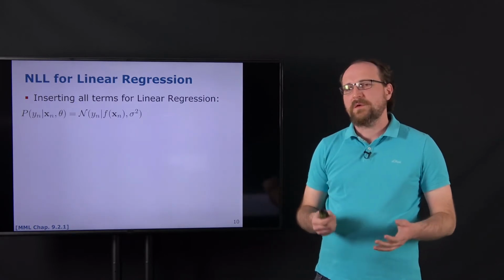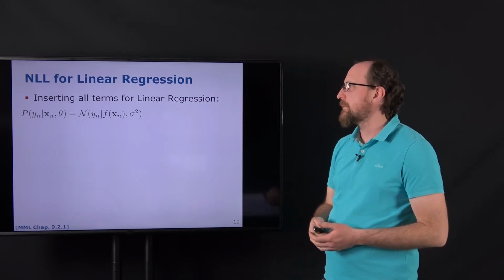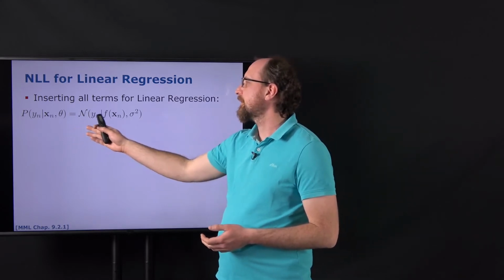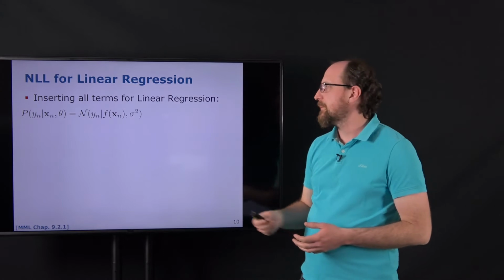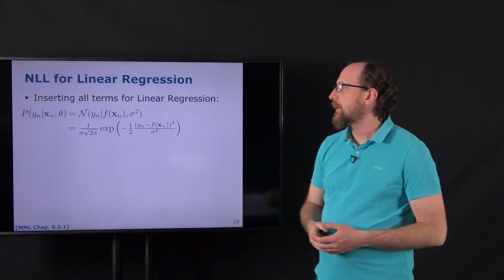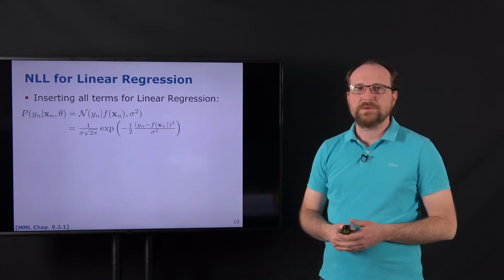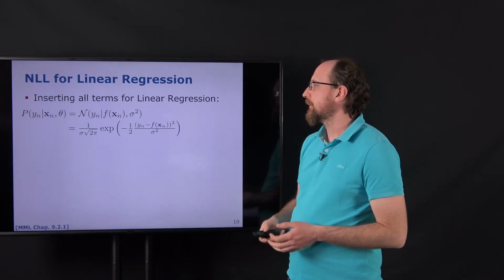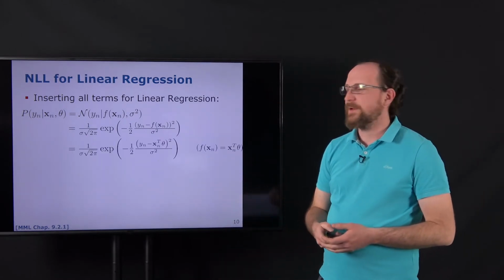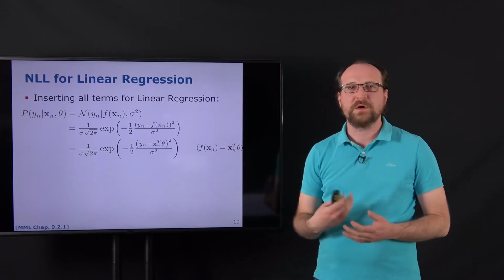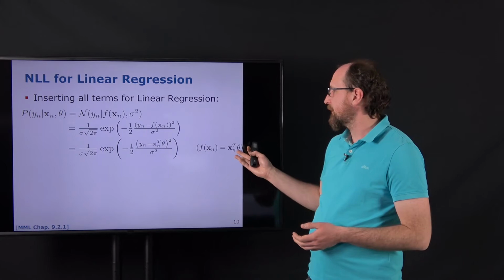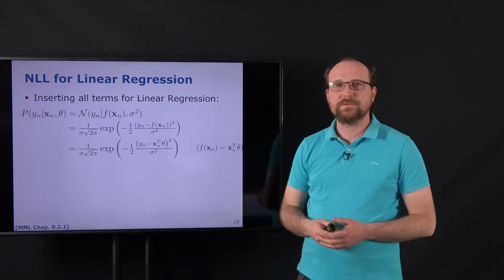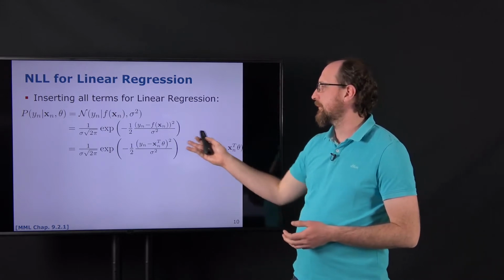When we now insert all the terms for the linear regression, you might remember that we have the definition that p of y given x_n is given by a normal distribution with the mean f of x_n and variance sigma squared. Then we just put in the definition of a normal distribution, and we get the following. When we further plug in the definition of f of x, which we now assumed as a linear combination of the feature vectors and the parameter vector, we can put this in for the mean of the normal distribution, and then we get this term.